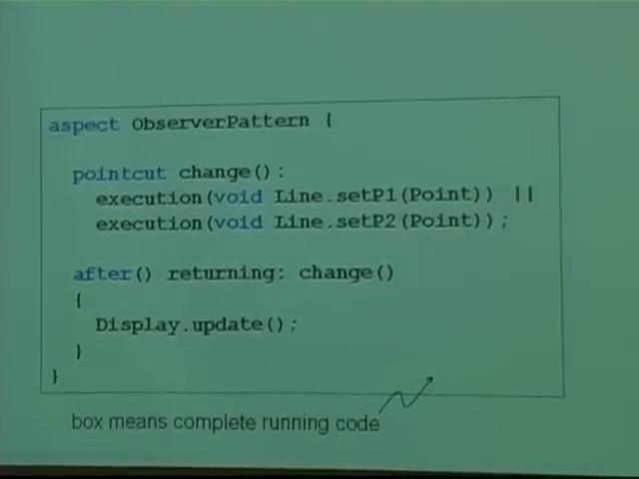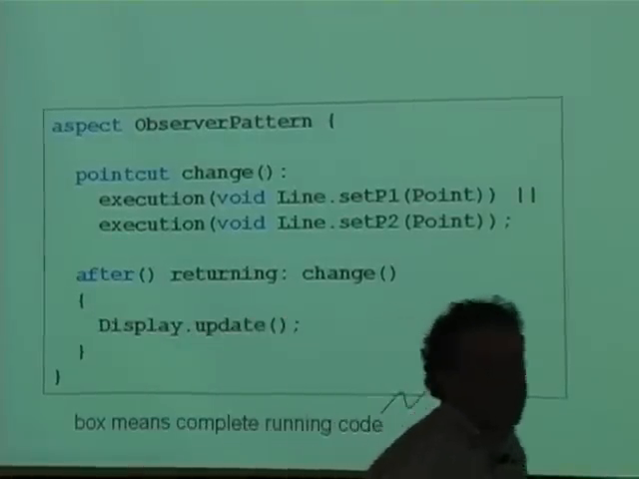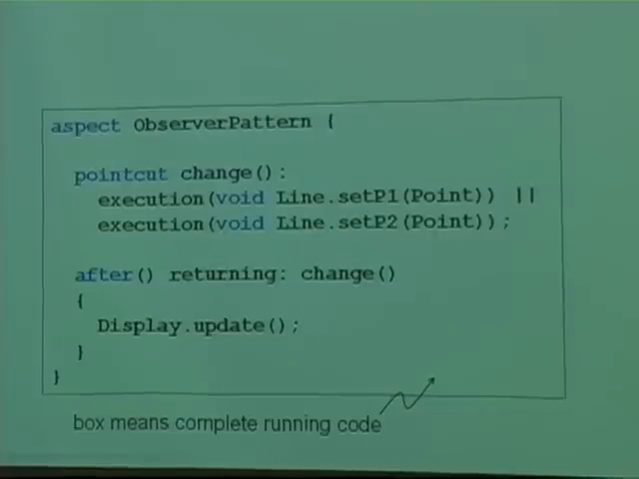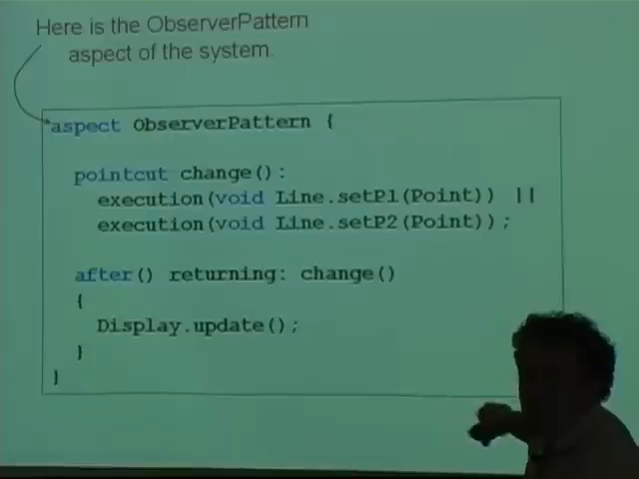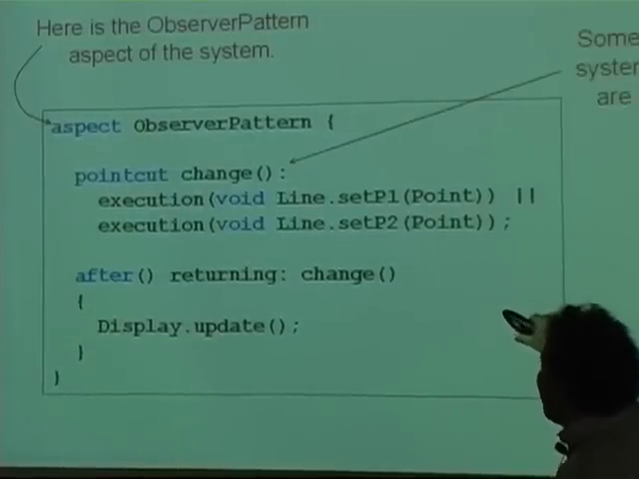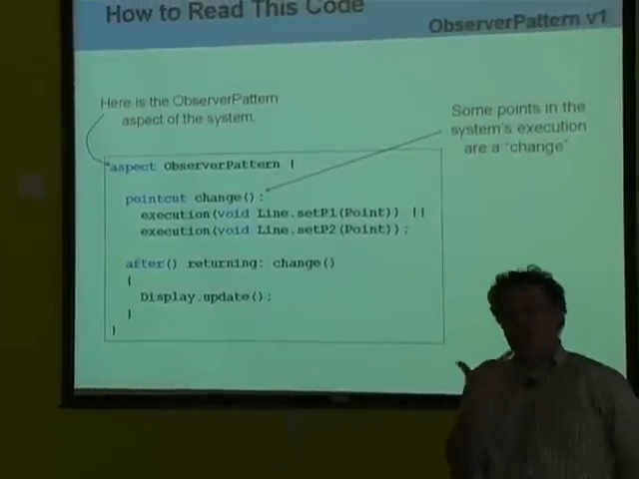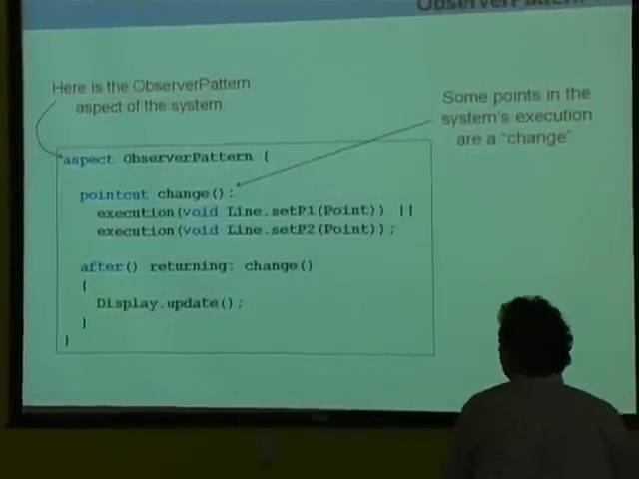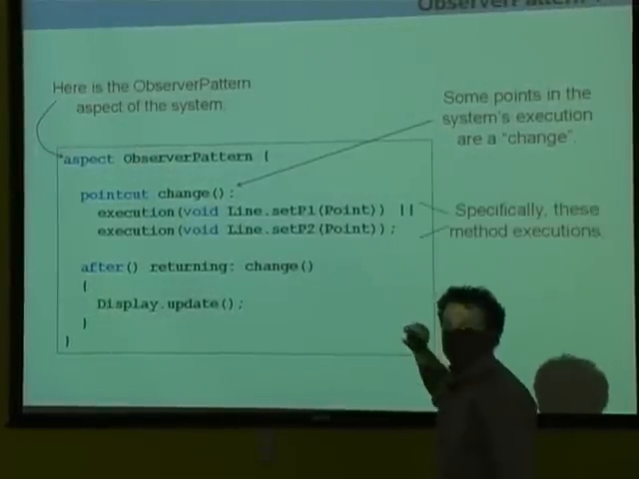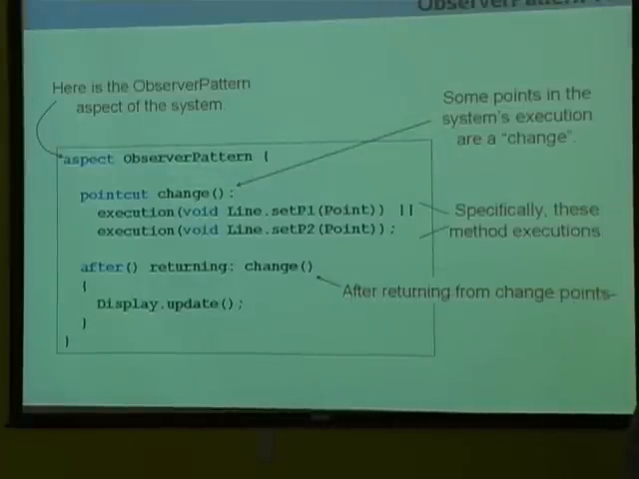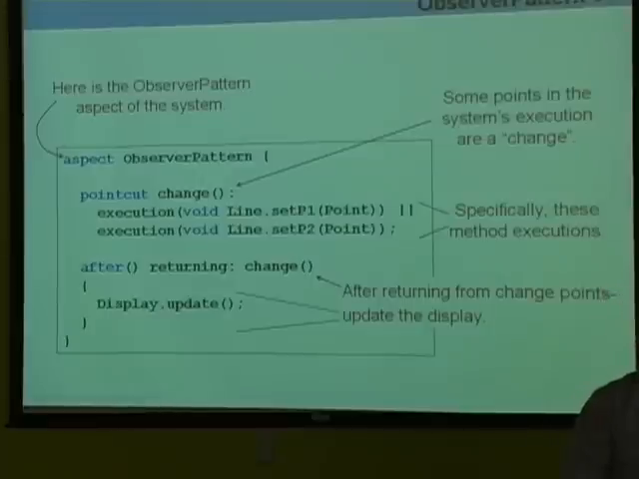And so now here's your first concrete example. This is an aspect called observer pattern, or maybe it should be called my observer pattern. Here's this observer pattern aspect of the system. Some points in the system's execution are going to represent what I call a change. And if you want to know which points it is, well, it's these points here. And after returning from any such change, any such join point, update the display. So there's a concrete example.